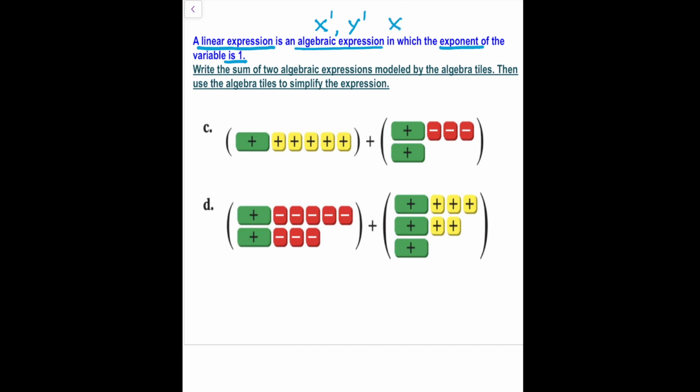There will be no variable with exponent other than 1, like x to the second power or x squared, and there won't be any y to the second power or y squared. So we are going to do only linear expressions. So write the sum of two algebraic expressions modeled by the algebra tiles. Then use algebra tiles to simplify the expression.